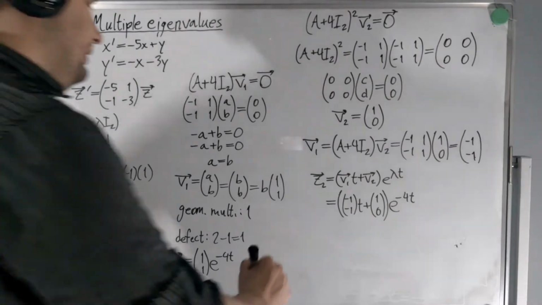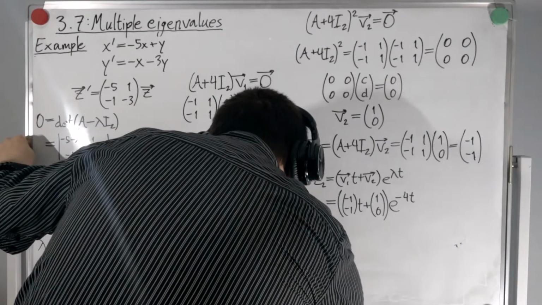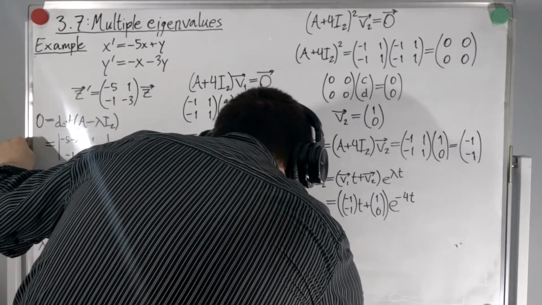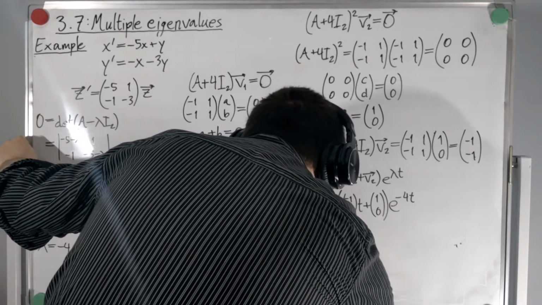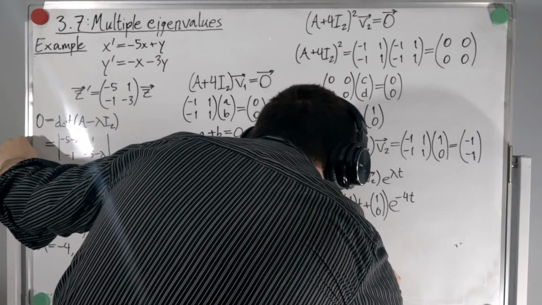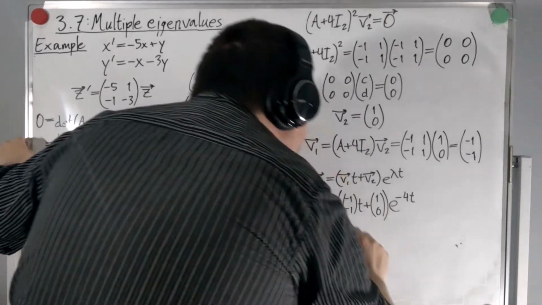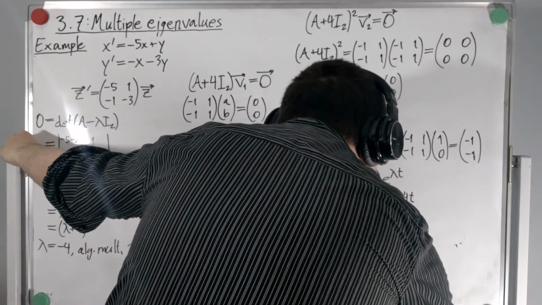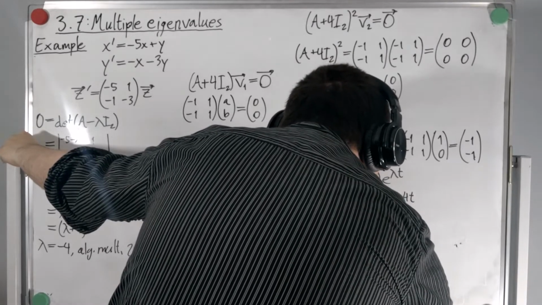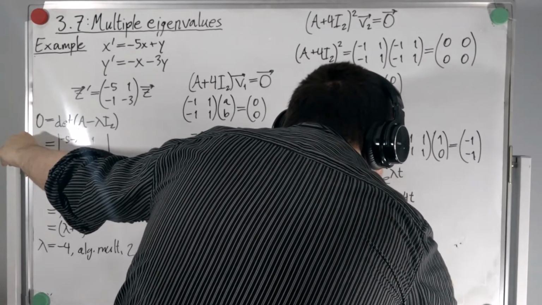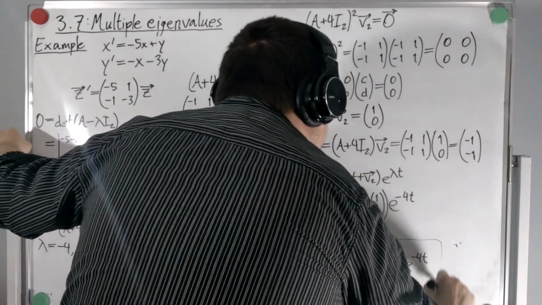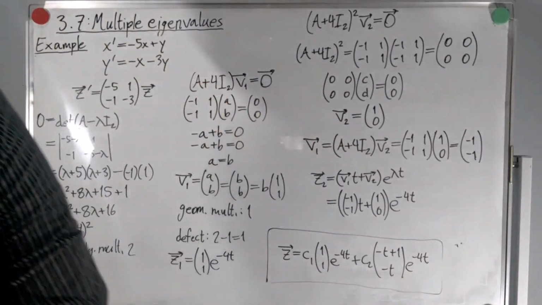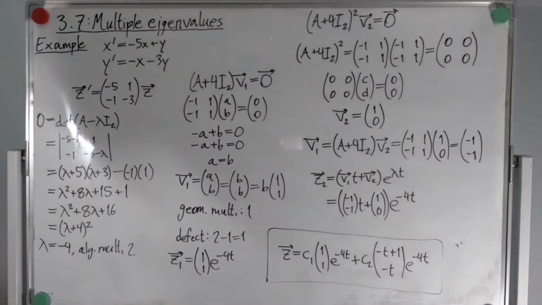And then you just take all the linear combinations of the two basis solutions, and that is the general solution. So 1, 1 e to the negative 4t, and negative t plus 1, negative t e to the negative 4t. And that is our general solution.